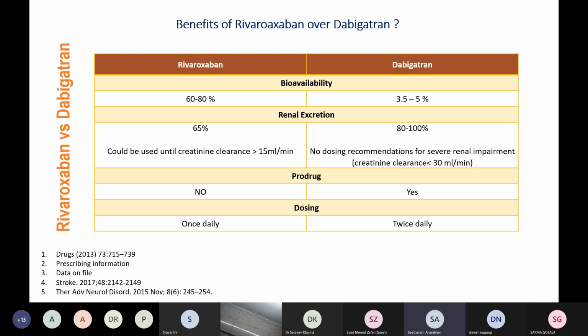Coming to benefits of rivaroxaban over dabigatran, the main thing is that dabigatran is mainly renally excreted, and a substantial proportion of our patients are elderly with a degree of renal impairment. So you are slightly apprehensive about putting patients on dabigatran, whereas with rivaroxaban, you could use it with creatinine clearance down to 15 ml per minute. In that sense, rivaroxaban is much better. And the other most important thing is rivaroxaban is just once daily as against dabigatran, which is used twice daily, thereby again increasing the compliance.